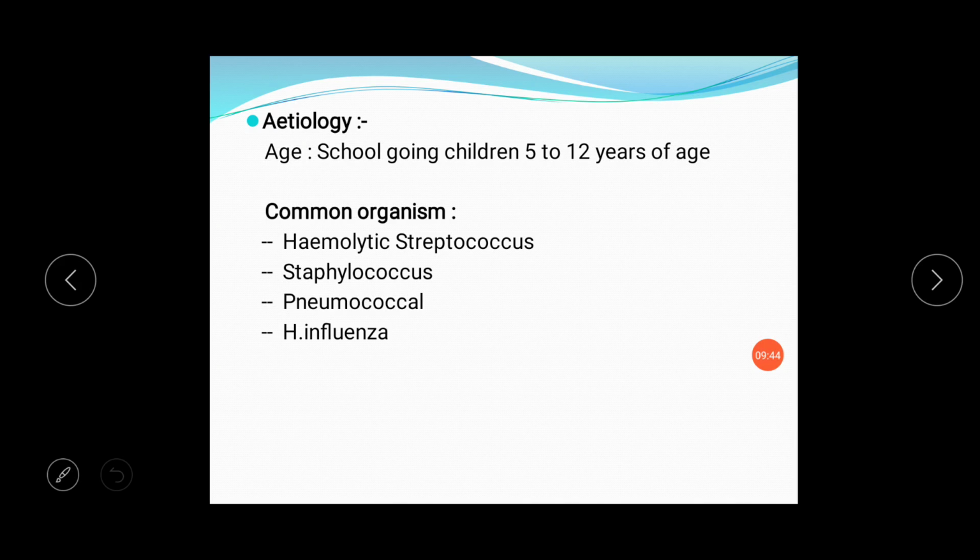Etiology. Tonsillitis in the acute phase is more commonly seen in school-going children, up to 5 to 10 years of age. Common organisms are hemolytic streptococcus, staphylococcus, pneumococcus and Haemophilus influenzae.